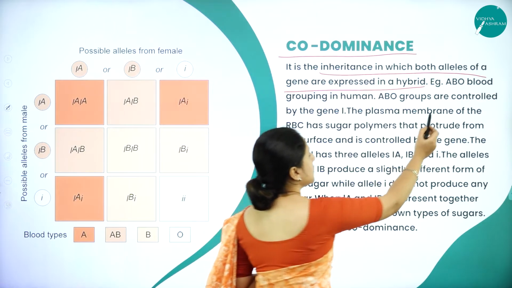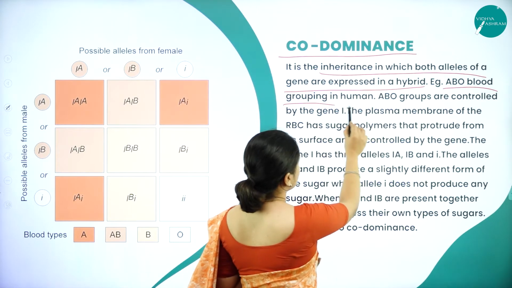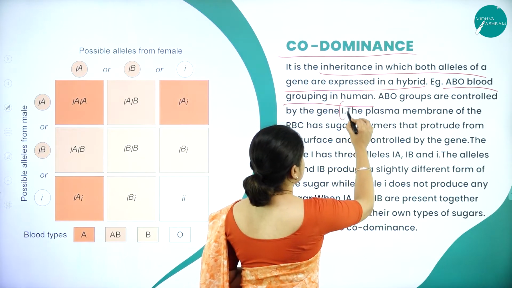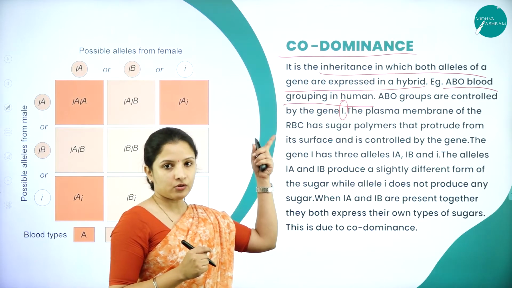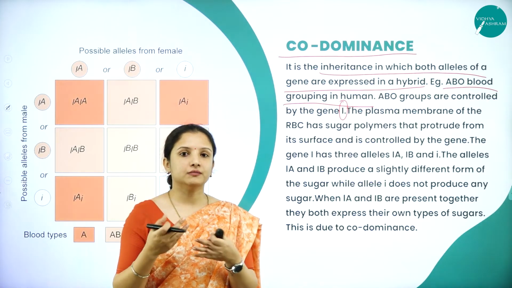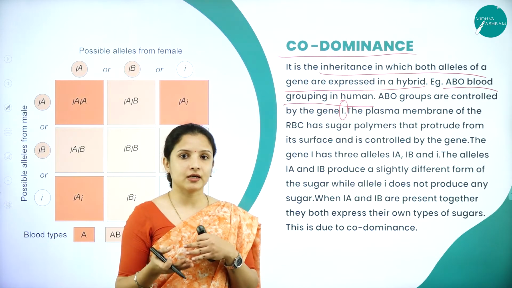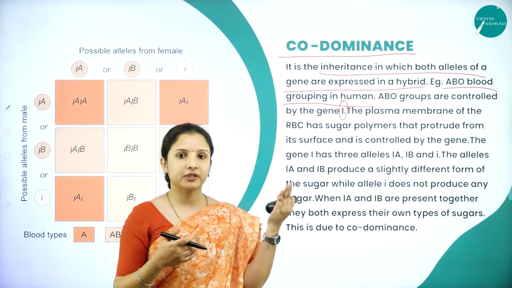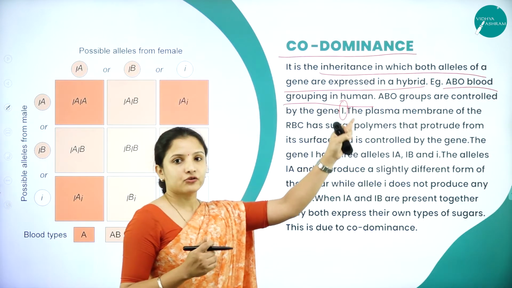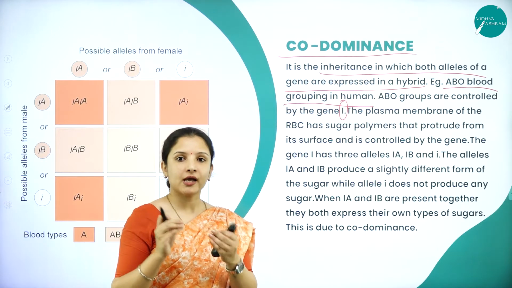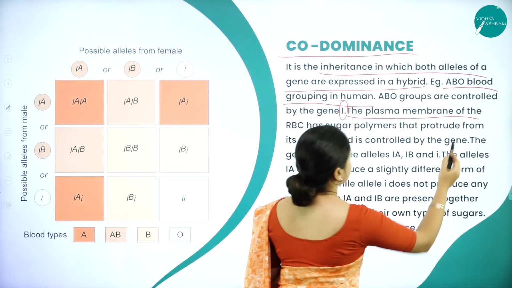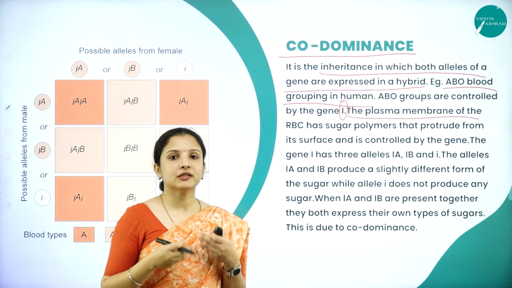The best example is ABO blood grouping in humans. ABO blood groups are usually controlled by the gene called I. This is the gene that controls the ABO blood group. Previously you studied gene R, which controlled the red color of a flower, small r, white color, or capital T, tallness, small t, dwarfness. Here it is the gene I that controls what blood group the progeny has, based on the parents. You know that in the blood there are red blood cells.